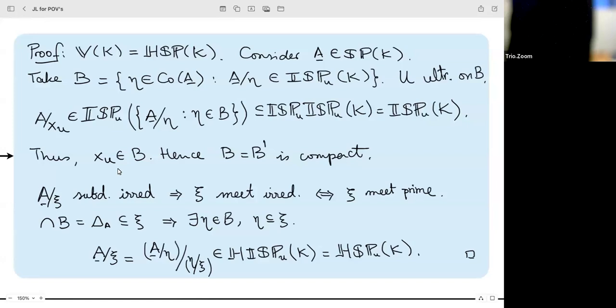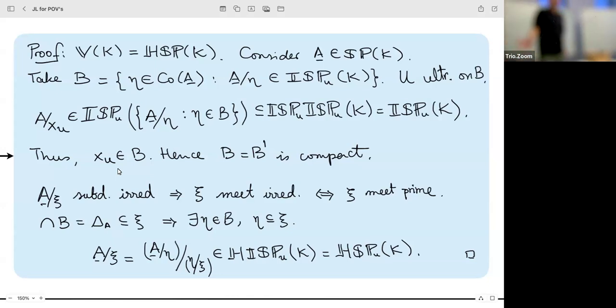And this means that we can express this quotient, this irreducible algebra, A quotient C, as the quotient first with eta, and then with the corresponding congruence eta quotient C. And this then belongs to, this is a homomorphic image of this algebra here that, by the choice of eta, which is inside this set P, is isomorphic to an algebra in ISPU K. So this is H ISPU K. That's it.